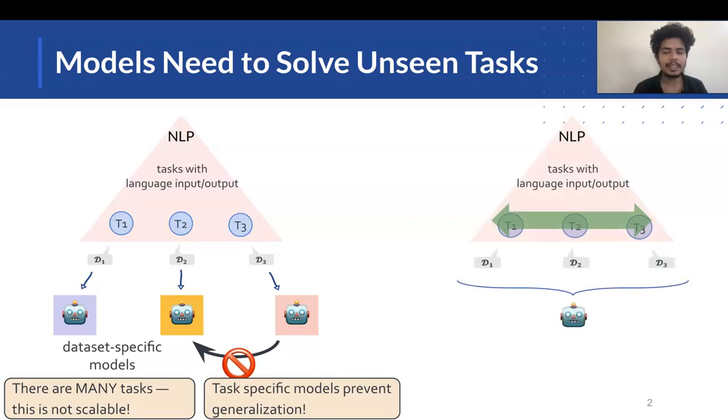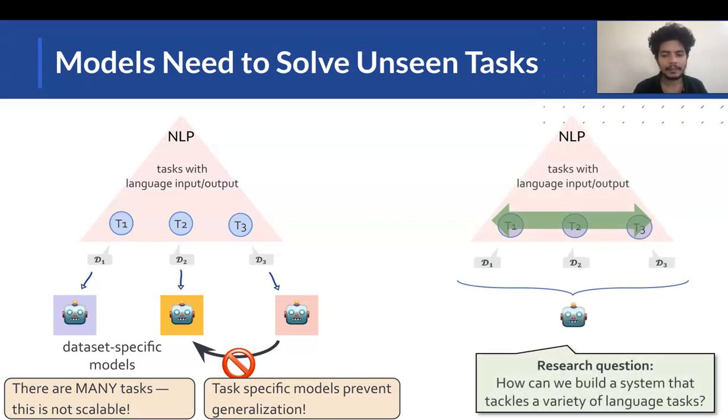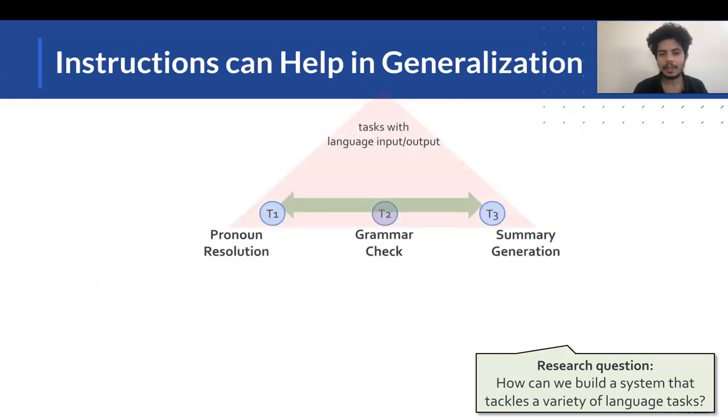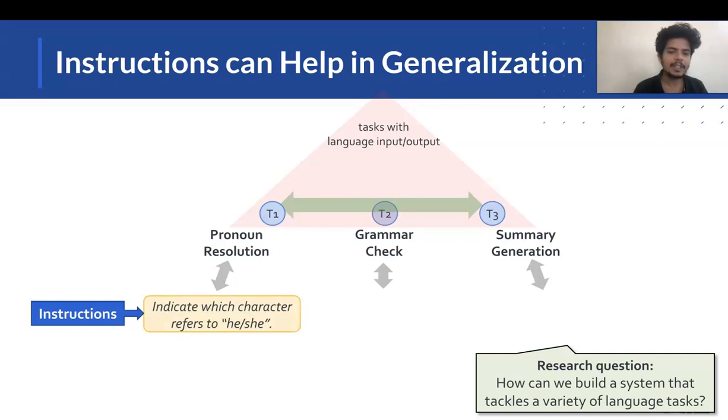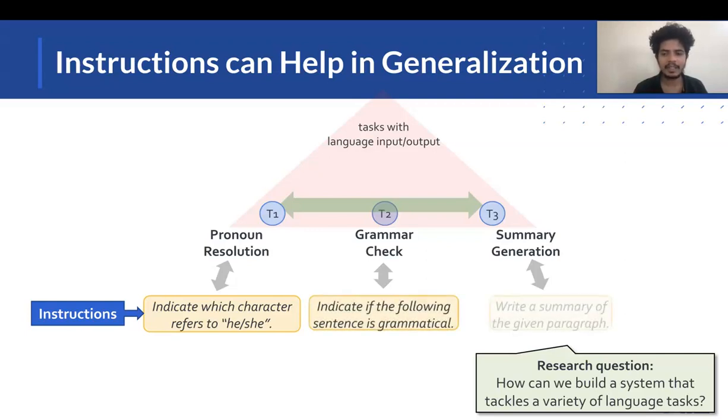And this naturally gives rise to this question: how can you build a system that tackles a variety of language tasks? Now let's say you have three different tasks: pronoun resolution, grammar check, and summary generation. From the multitask learning literature, we know that the success of multitask learning is dependent on finding commonality across various tasks. Now what motivates our approach is the intuition that instructions can sufficiently describe a task. For example, in case of pronoun resolution, we can define the task by saying, indicate which character refers to he or she. And similarly, you can have instructions for grammar check and summary generation tasks.